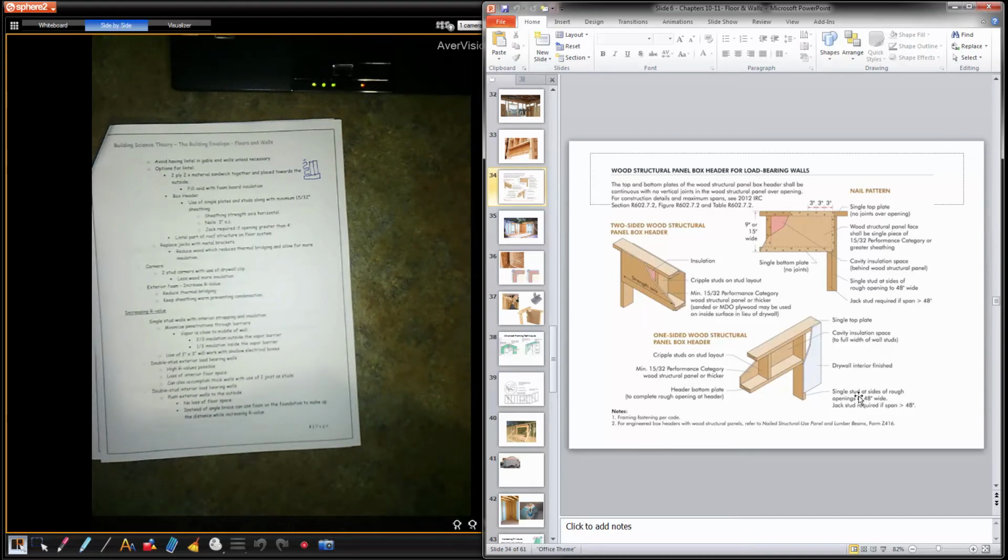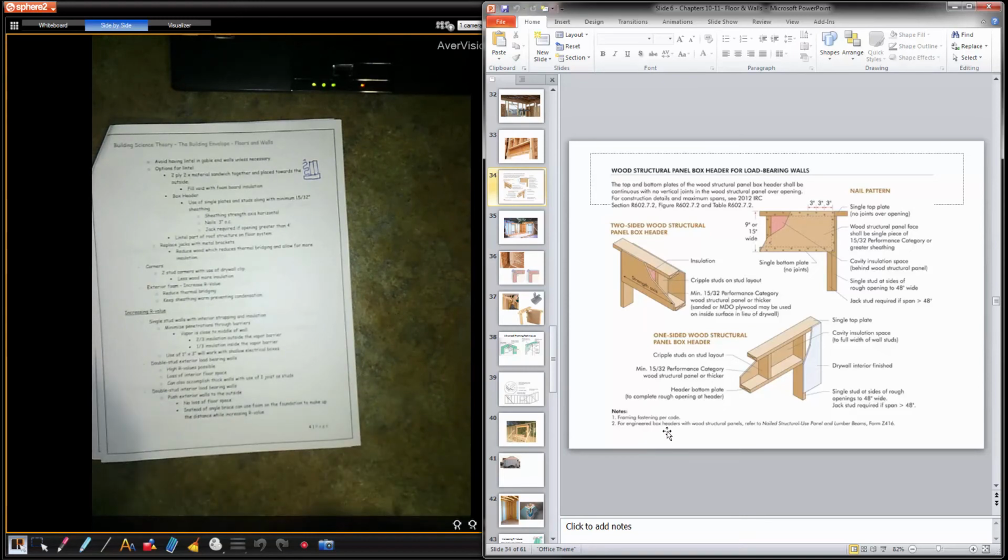So single stud at sides of rough opening up to 40 inches in width. Jack stud required if the span is greater than 48, so that's decent. Lots of windows are smaller than or equal to 48. So a single stud, otherwise for a large opening, 2 studs. So cripple studs follow the layout. Cripple studs, 1 stud layout, same thing.